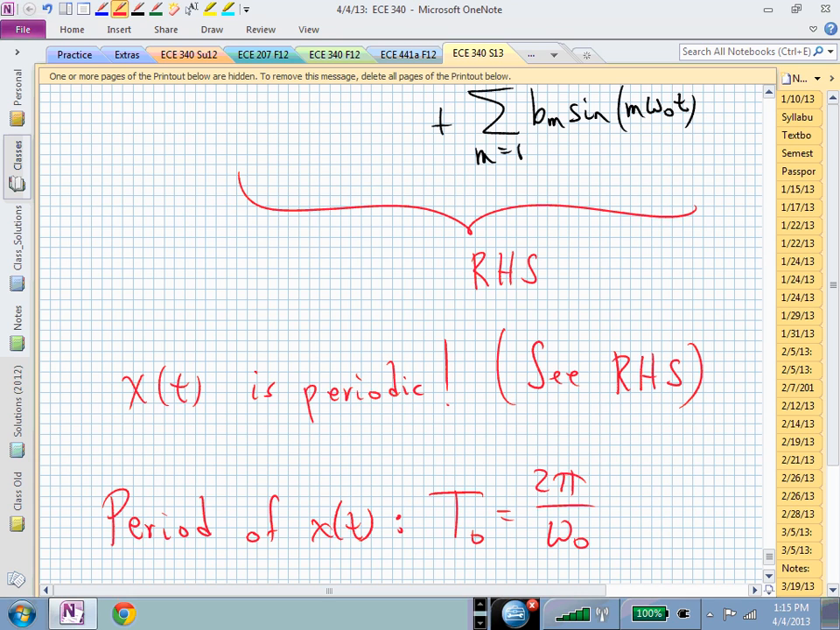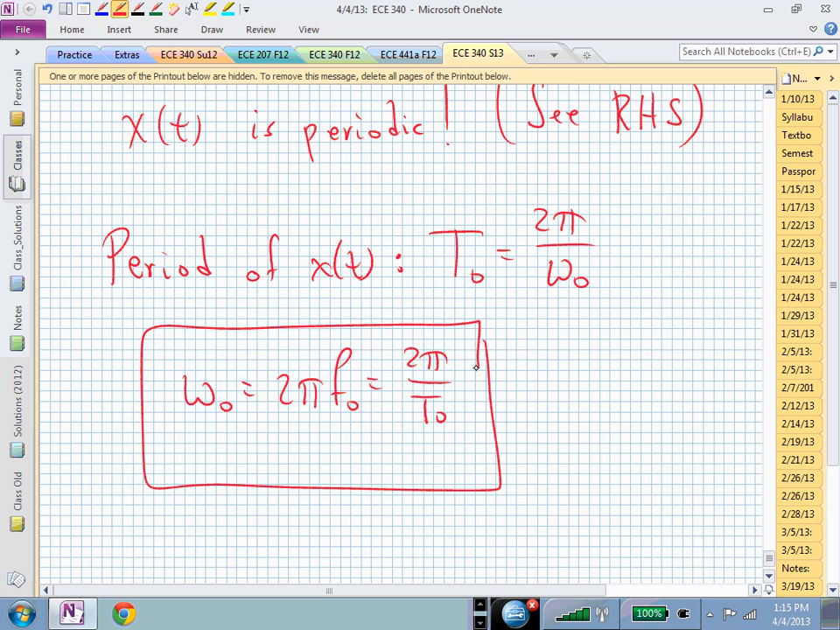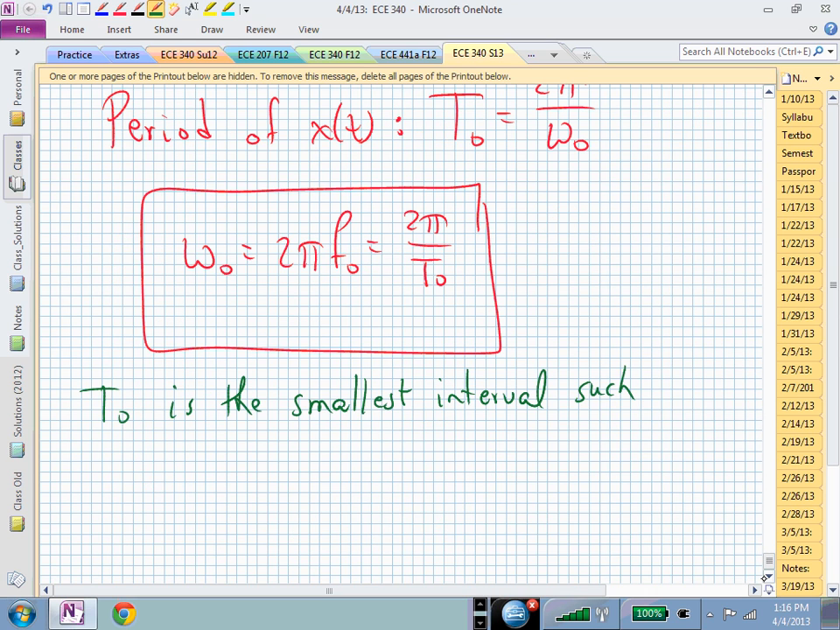Maybe you're not used to seeing it in that form, so if you're not, then write it the way that you're used to seeing it and say that omega naught is this 2 pi over f naught, which is 2 pi over t naught, and that's what you will remember until you retire, right? Omega is 2 pi f, and f is 1 over t. This is what you will remember. And t naught is the smallest time interval such that x of t is equal to x of t plus t naught.